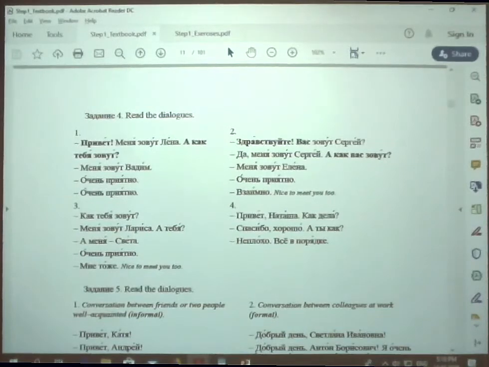Как дела we use when we ask how are you, but literally that means how are things. Как дела? Спасибо, хорошо. Also, you can ask как ты, how are you, or ты как. You can change the word order, the meaning is the same. And when you ask and how are you, you ask а ты как.